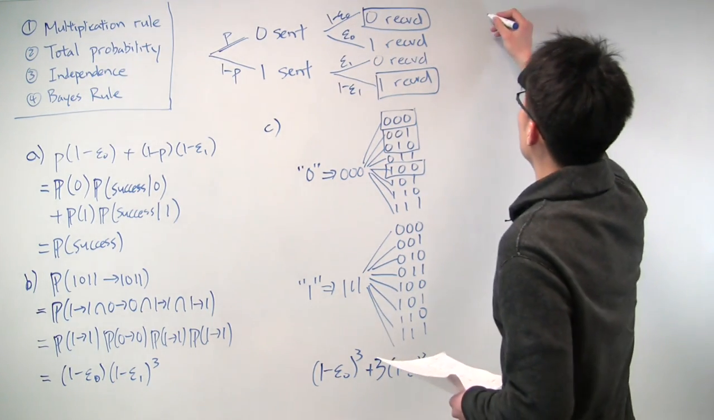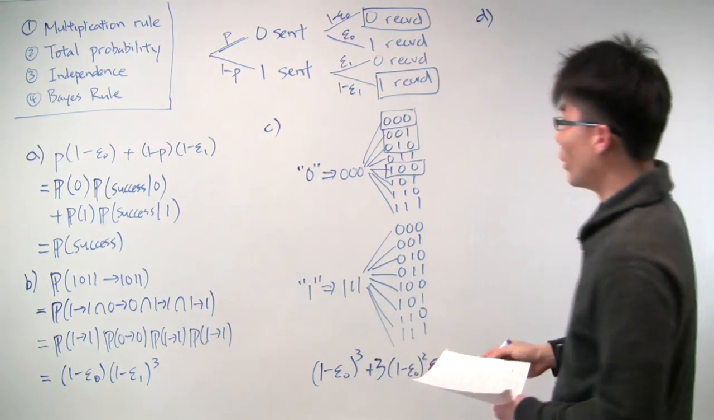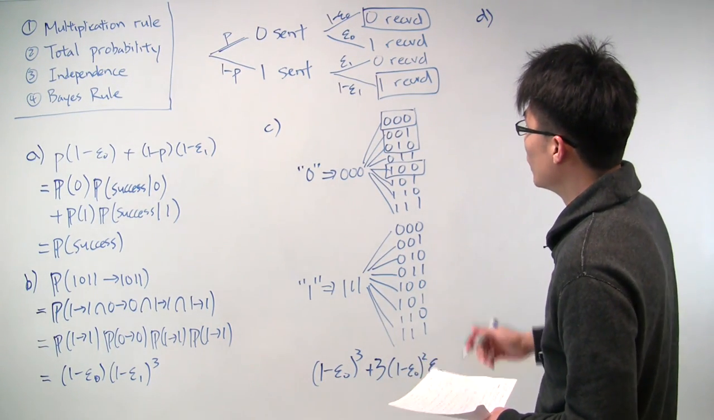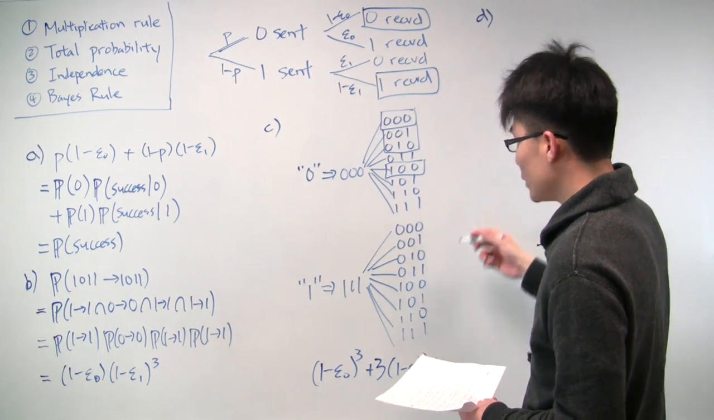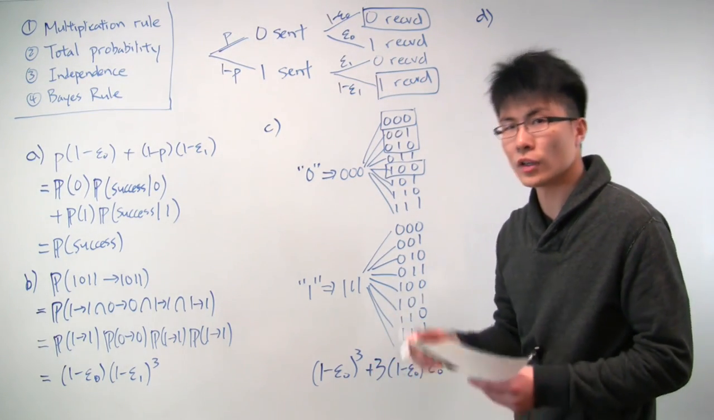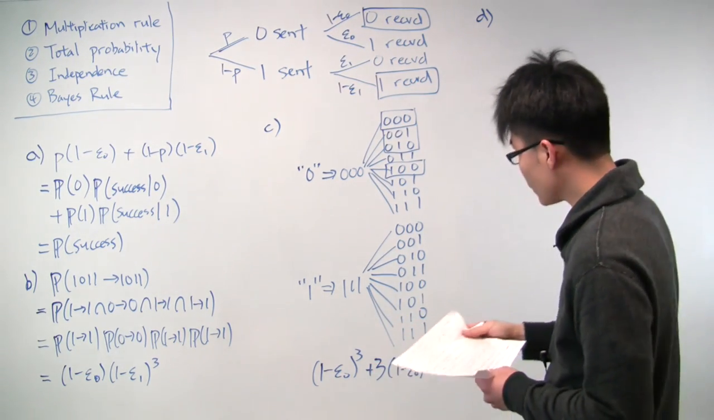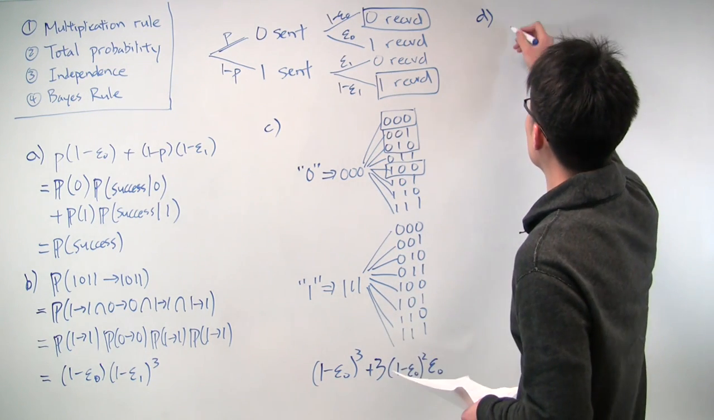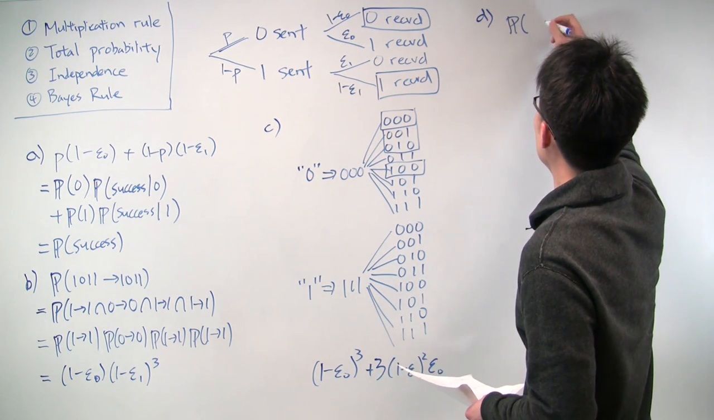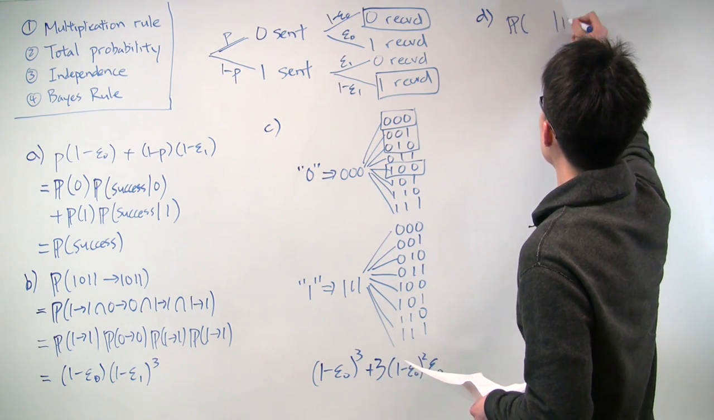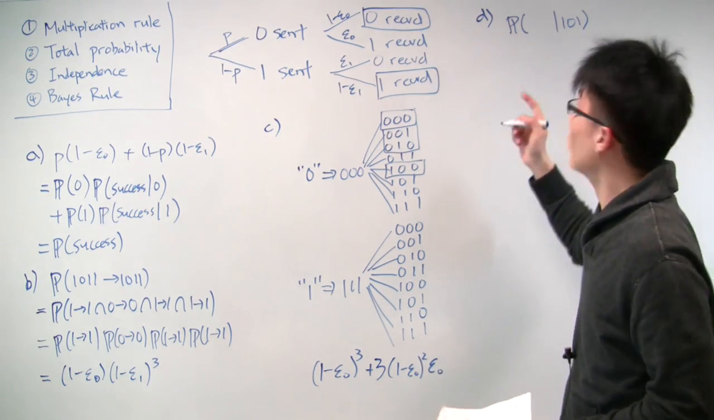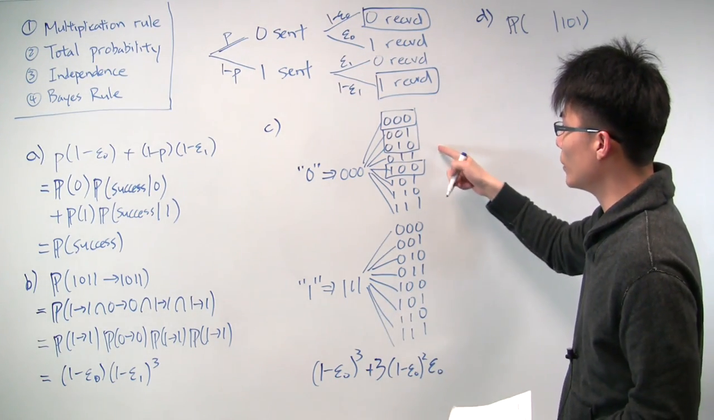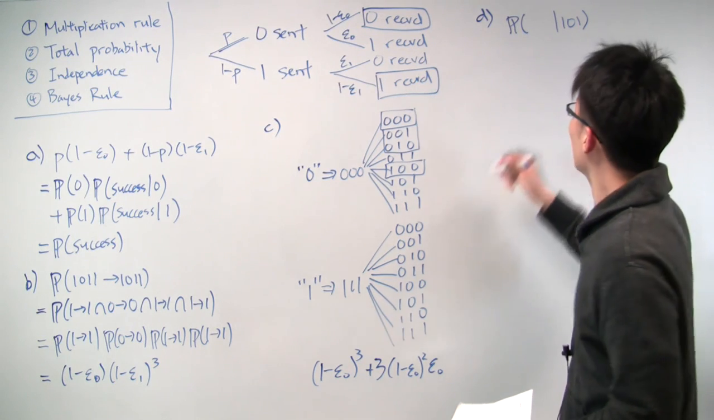All right. Now let's move on to part D. Part D is asking now a type of inference problem. And we'll talk more about inference later on in this course. But for the purpose of this problem, what it's asking is, suppose you received a 101. That's the sequence of three messages, 3 bits that you received.